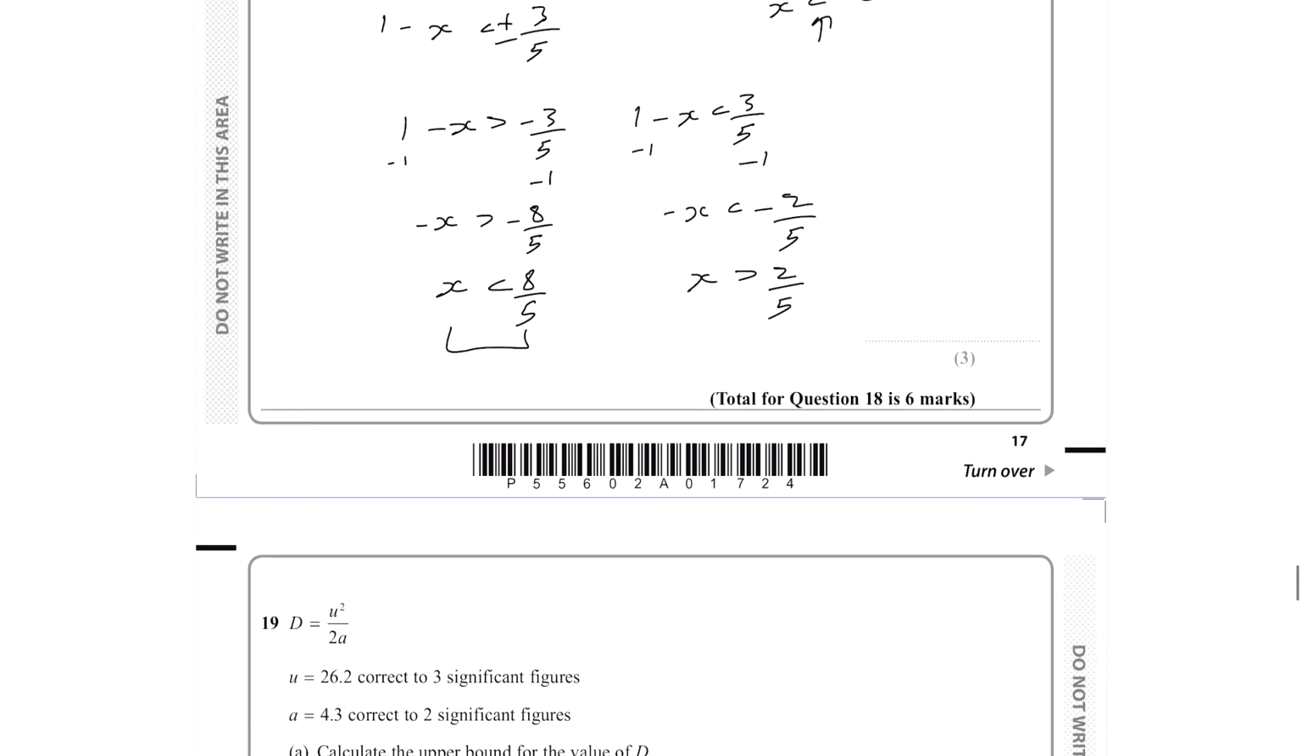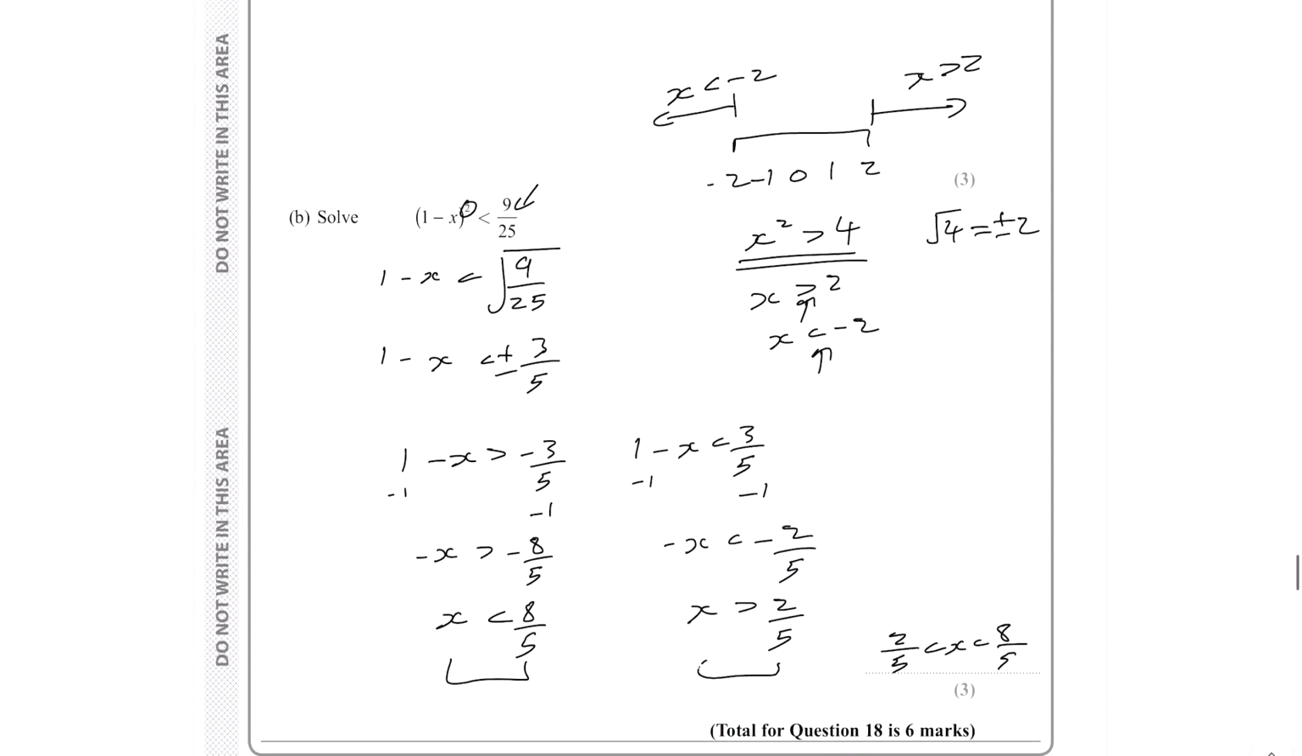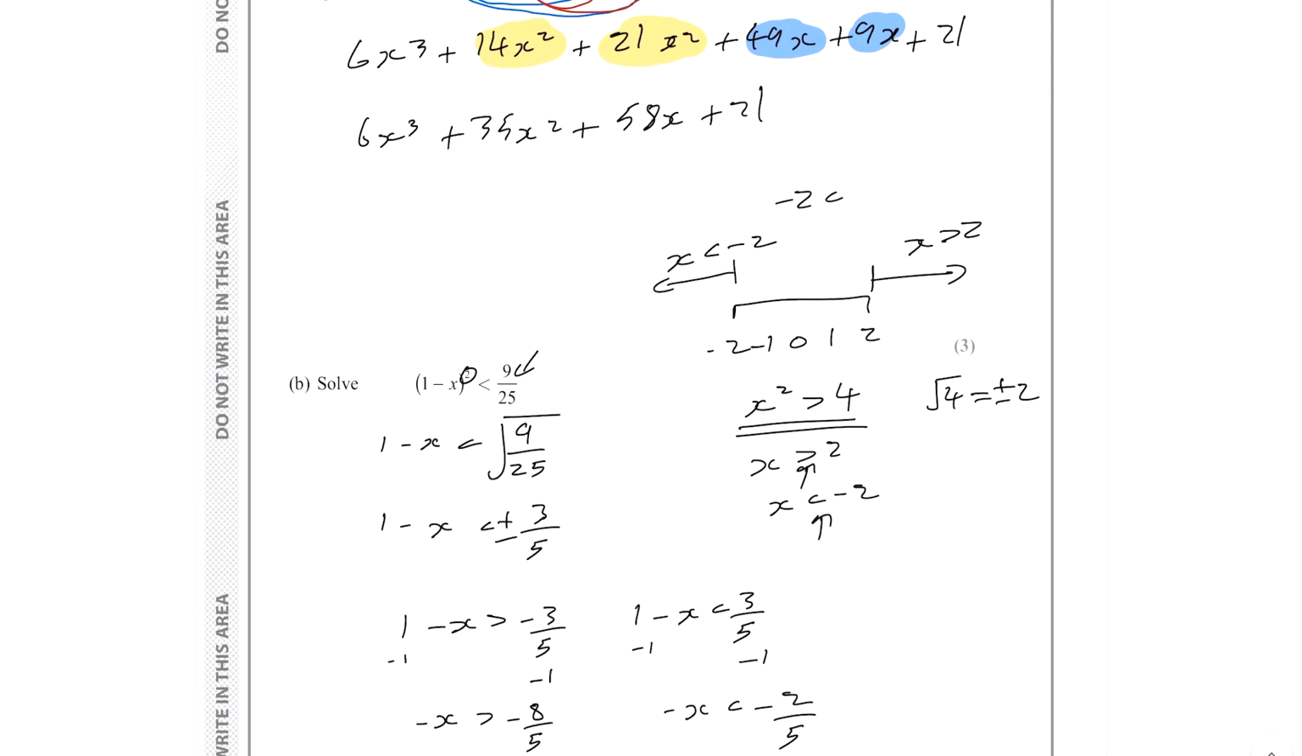So that is our answer, and we can write this as 2 over 5 less than x less than 8 over 5, and that's the same with this. We could have written this as that too.